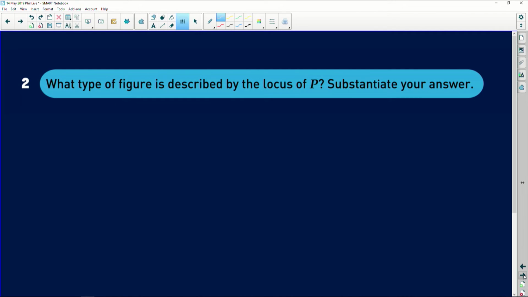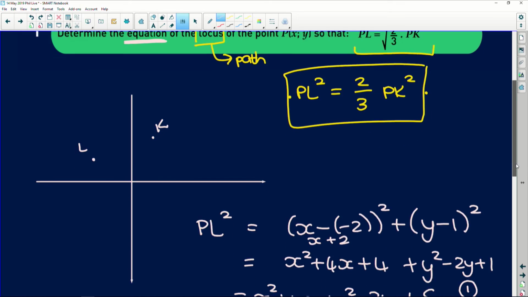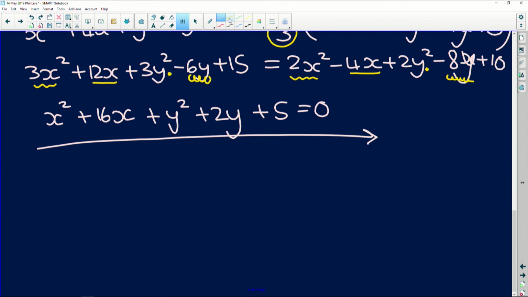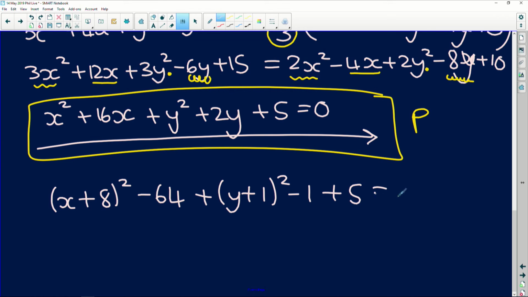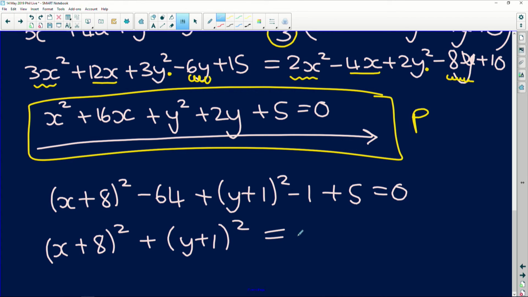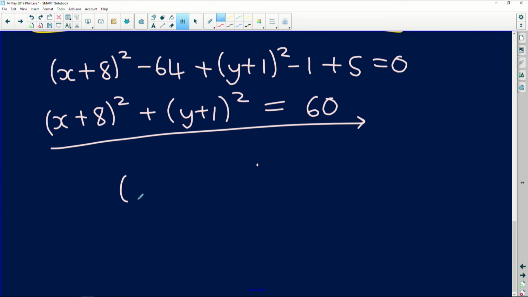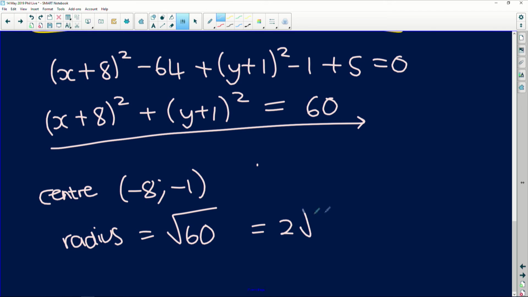It says, what type of figure is described by the locus of P? Substantiate your answer. Okay, so I'm going to answer on this side because I want to have this equation handy. But we've got this big expression here for the locus of P. So if we complete this square, we get x plus 8 squared minus 64 plus y plus 1 squared minus 1 plus 5 is equal to 0. If we keep on simplifying to try and get to a circle, we're going to end up with this being 60 on this side. And that is the equation of our circle, guys. It means that we have a circle with the center negative 8, negative 1, and the radius of root 60, which is the same as 2 root 15.